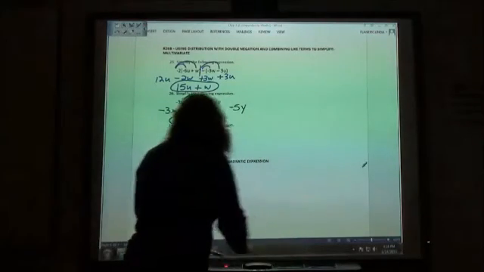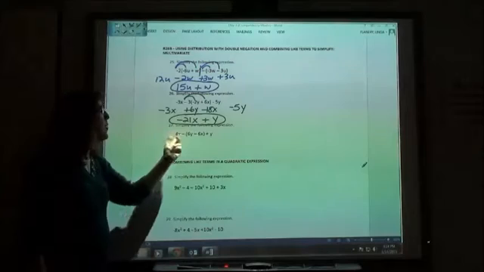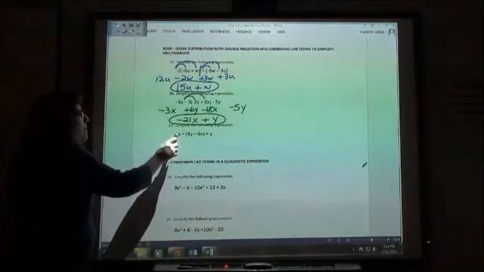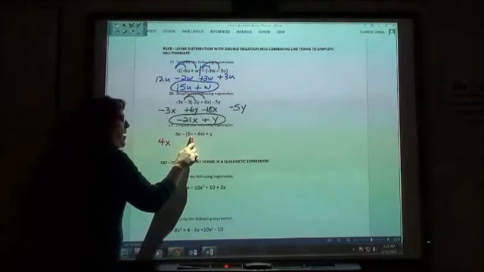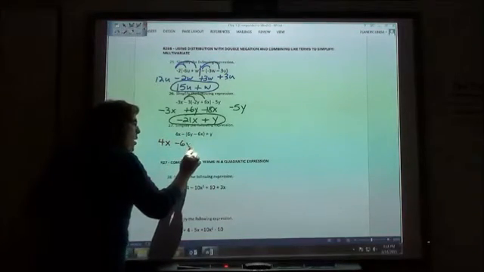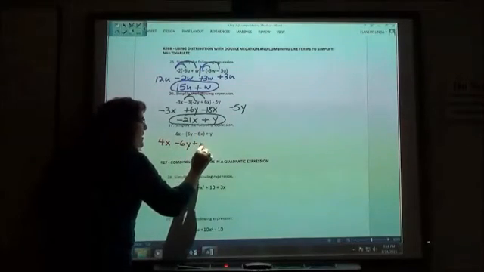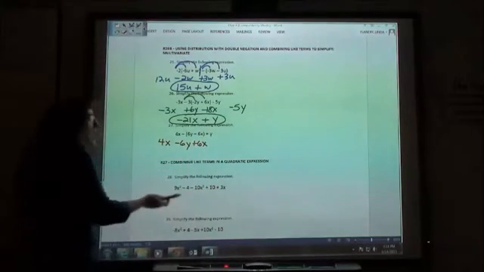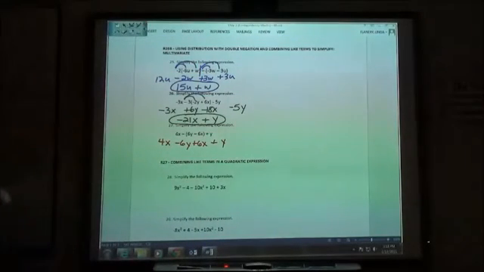The next one, same kind of thing here. I've got that minus sign in front. I think of that as multiplying by a negative 1. The 4x just is going to come down. Negative times a positive makes that negative 6y. Negative times a negative makes that a positive 6x. Just changes that sign. And then the plus y is going to come on the end.